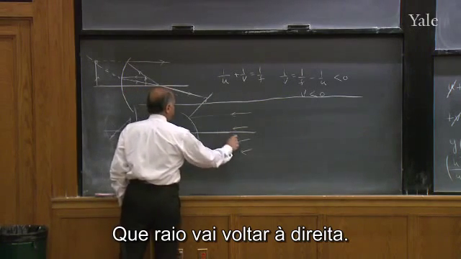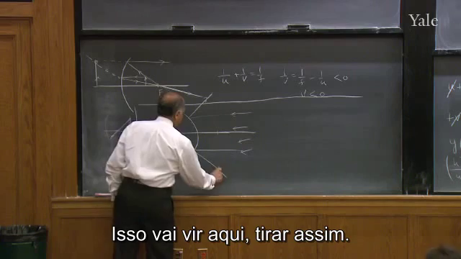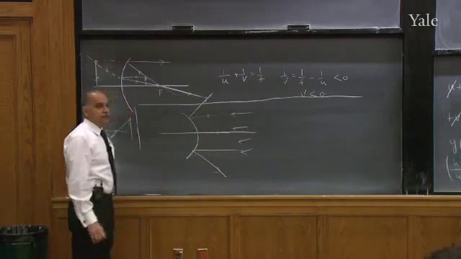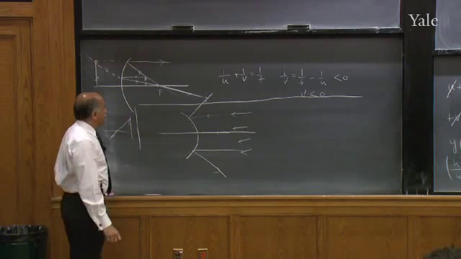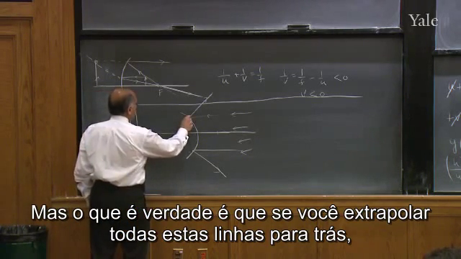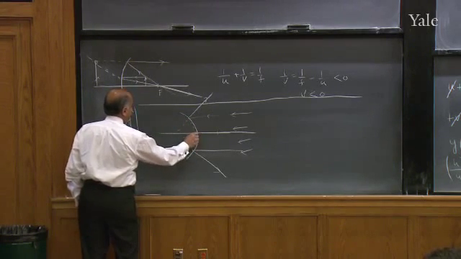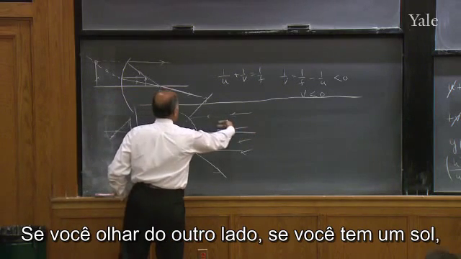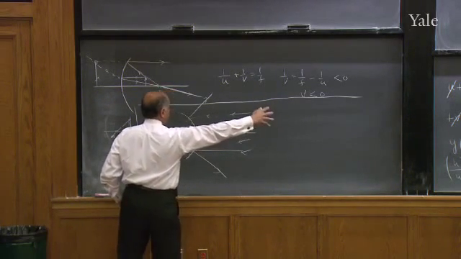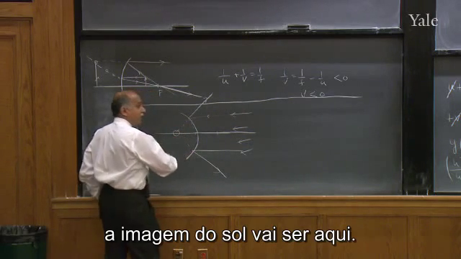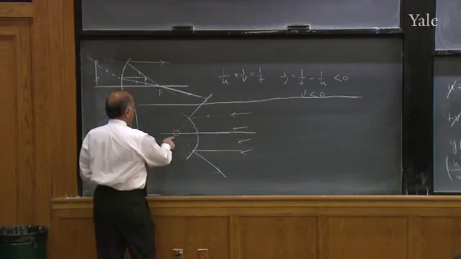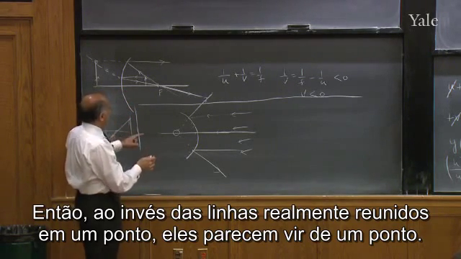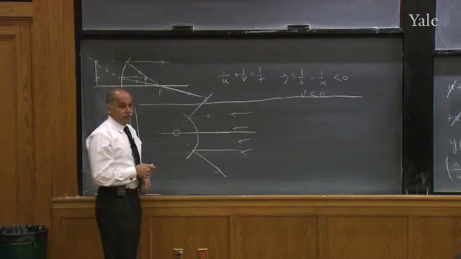That ray will go right back. This will come here, take off like this. So it is not a converging mirror. But what is true is that if you extrapolated all these lines backwards, they seem to emanate from this point. You understand? If you look from the other side, if you have a sun, and the sun is sending parallel rays, the image of the sun will be here. It will be behind the mirror. It will all seem to be coming from here.